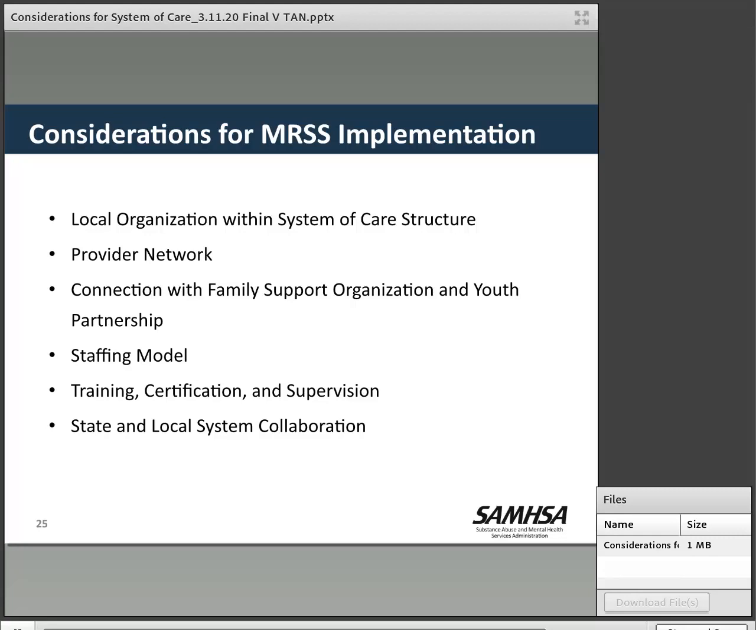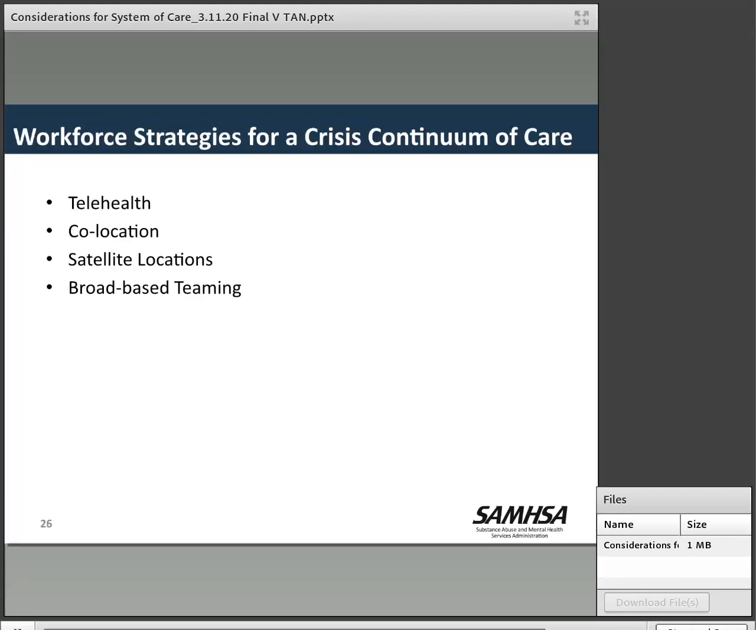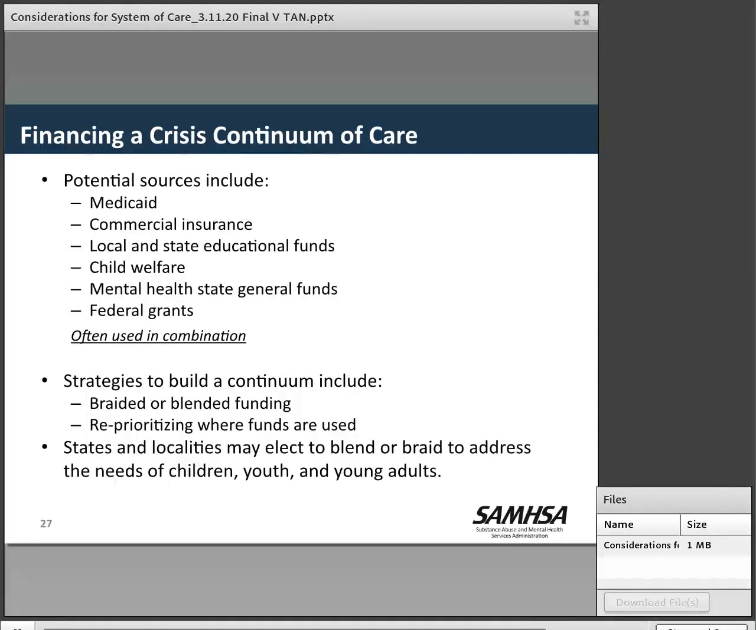They have to be always part of the process for mobile response and stabilization and should be embedded in the whole work and shift in the work. State and local systems of care have to be able to come together to support the work, recognizing that this is a core element in systems reform that addresses the urgency that families feel that is so important in systems reform. Other strategies include telehealth and co-location of workers, satellite locations, and broad-based teaming. Use of technology continues to improve and really should be part of the conversation when you're building mobile response and stabilization and workforce strategies across the continuum of care.